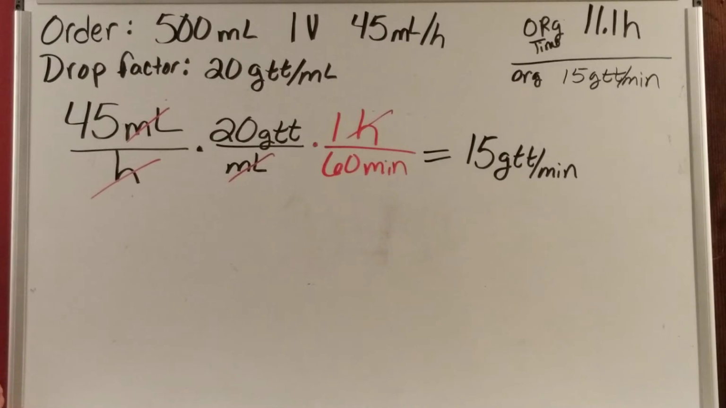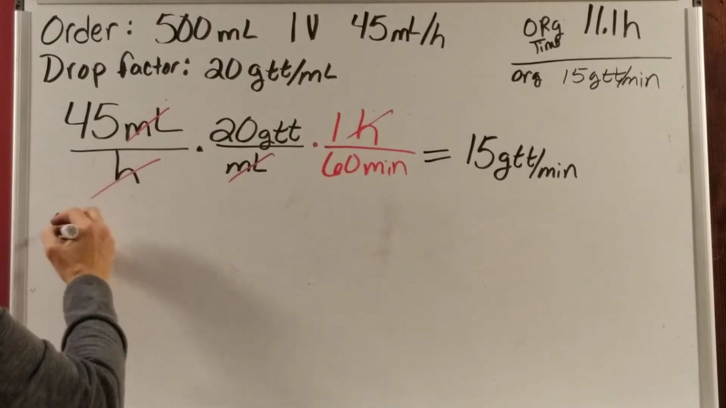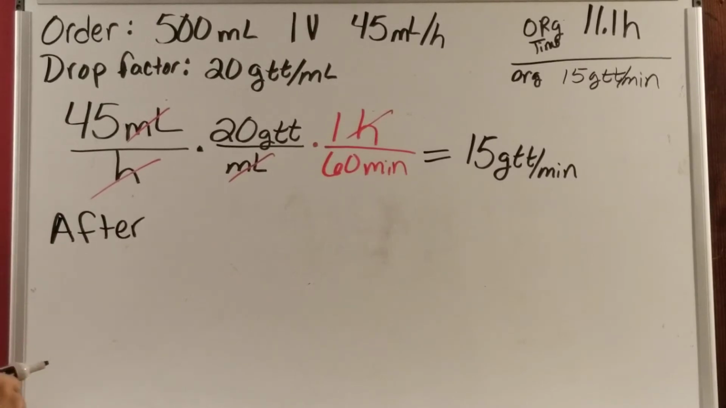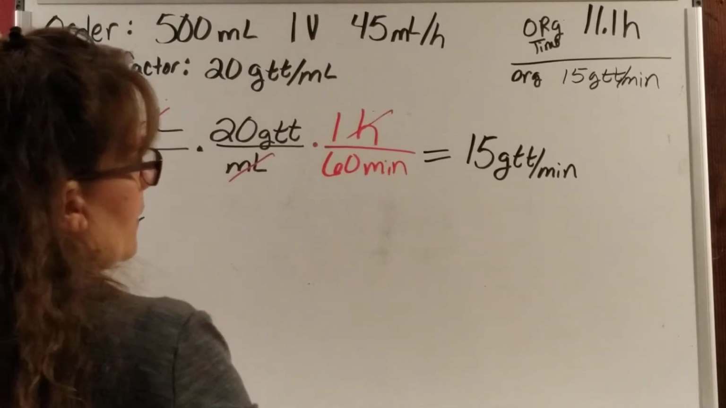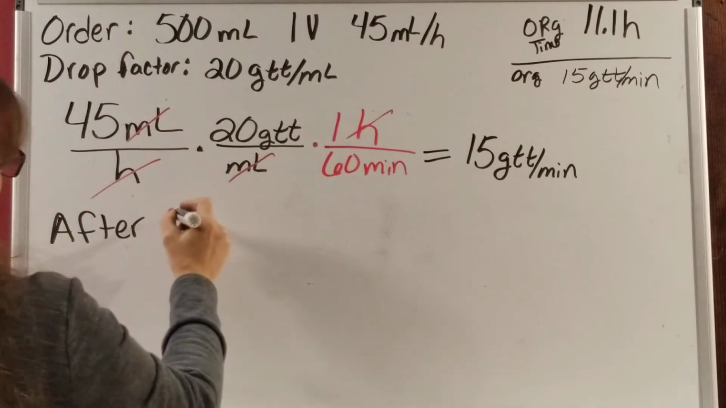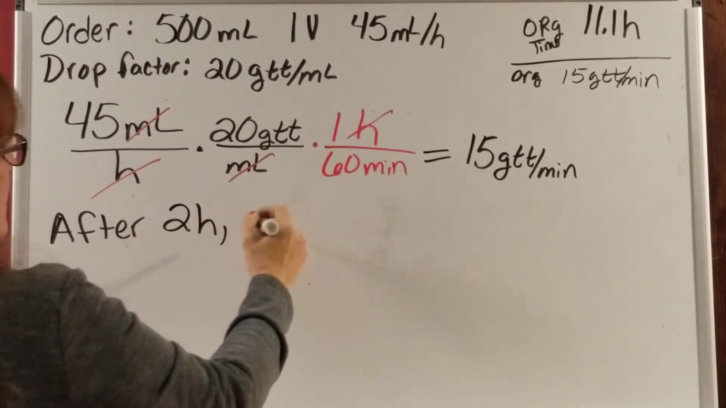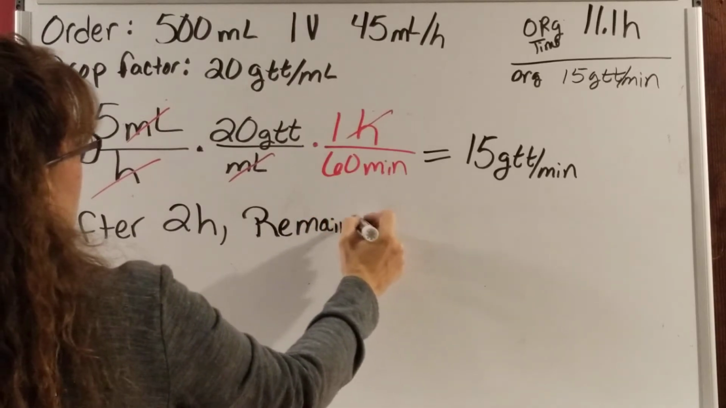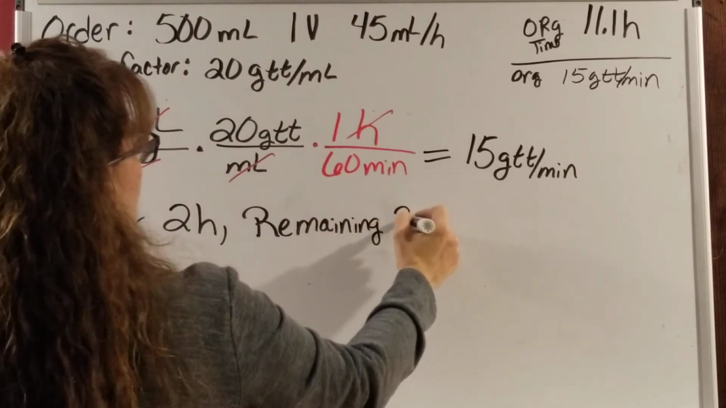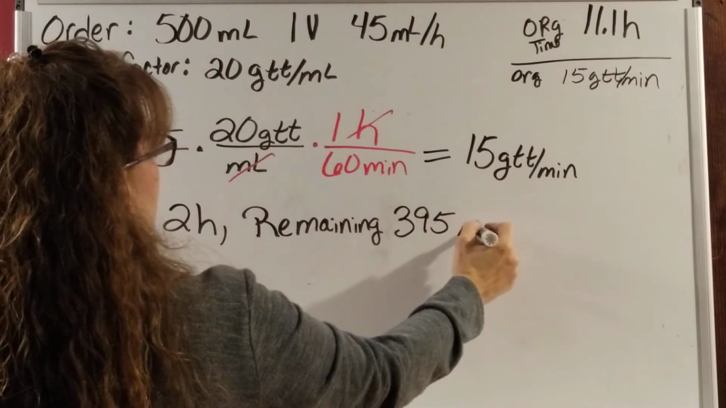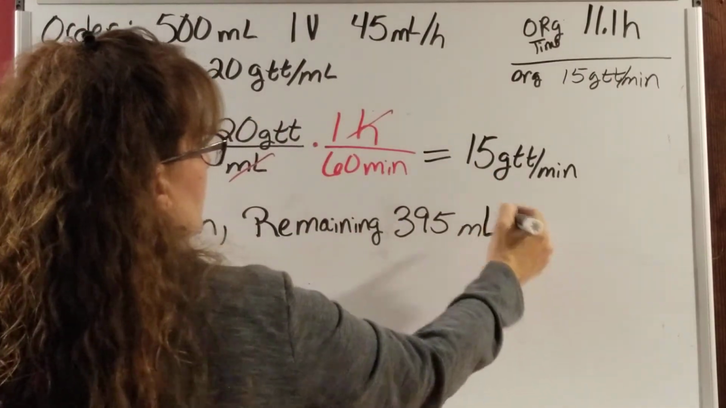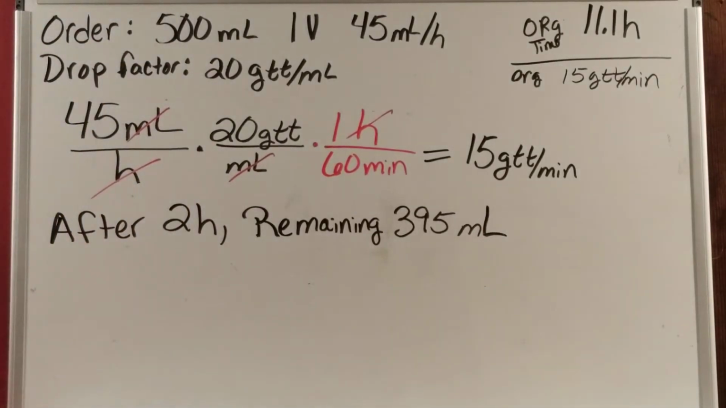So the next part says after, let's see, how much time do I want to say? After, let's say 2 hours, we have a remaining volume of 395 milliliters. So something went wrong, guys. Yeah, my sloppy writing there. We've got to be a little bit neater. Something went wrong throughout this process.